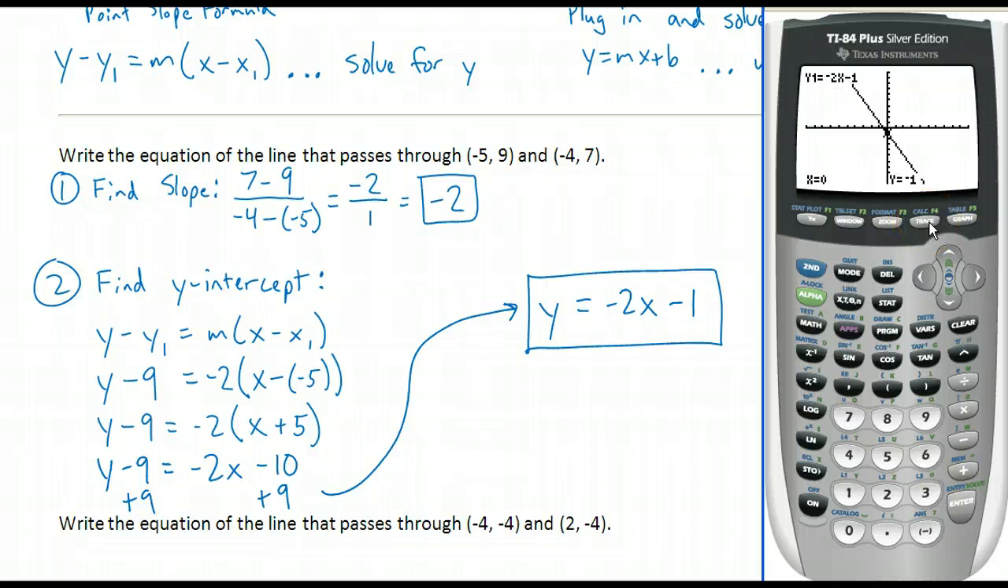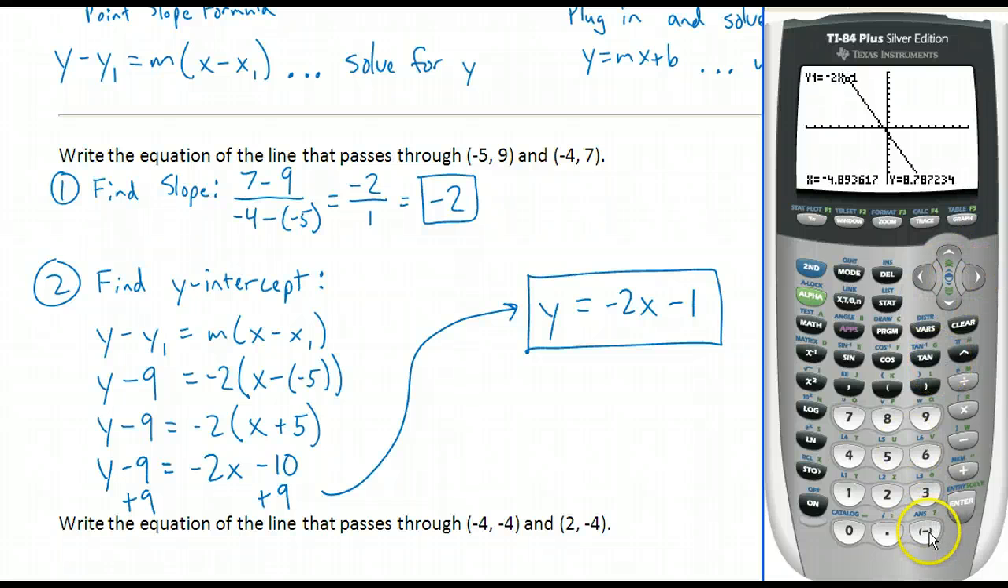When I hit the trace button, I can scroll left and right and trace on my line. But I want a very specific x value. I want x to be negative 5. If I try to scroll to negative 5, I'm not going to get to negative 5 exactly. I'm going to come close, but I'm not going to get there exactly.